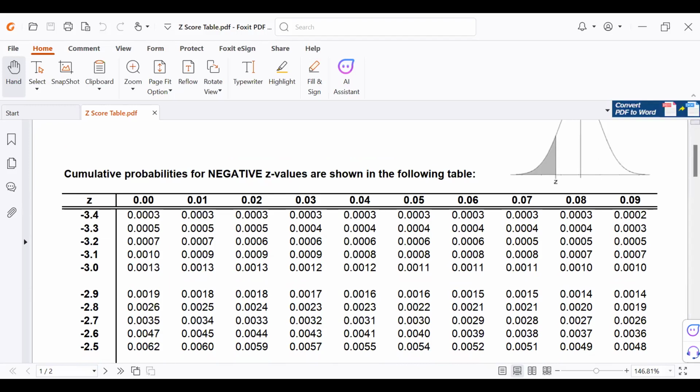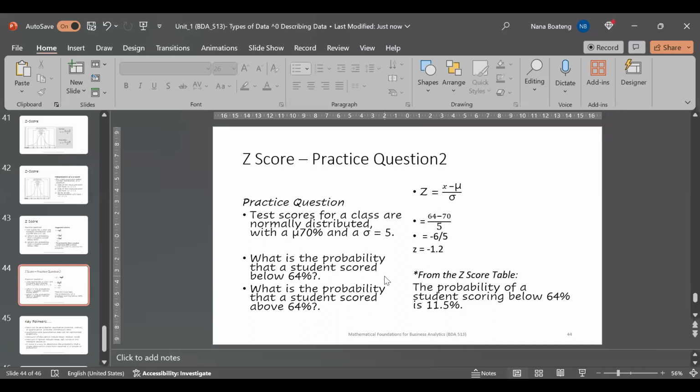Any other question? No. So there's not a question, it's a contribution about the normal distribution and the z-score. Yeah, go ahead. All right.